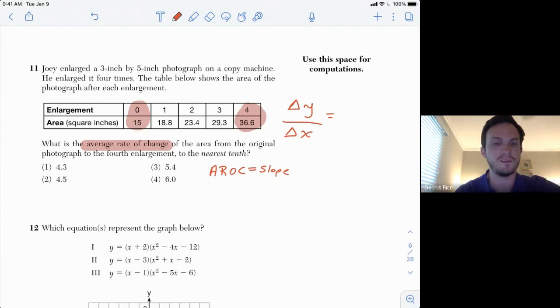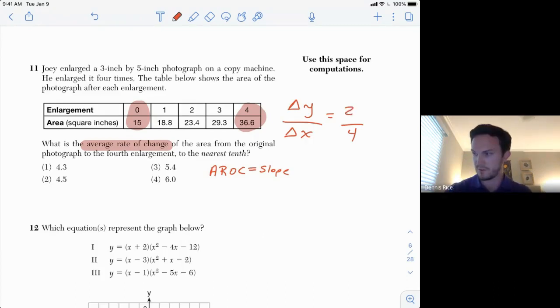Take a second to do that. What's the change in the y values? Change in the x values we should be able to figure out right away. That's just 4. Remember, slope is rise over run. So change in the y values, that's what, 21.6? So 21.6 over 4. Where am I getting 21.6? I'm subtracting the outputs, 36.6 minus 15. 4 is 4 minus 0. Change in y over change in x. You forgot all this. AROC is slope. AROC is slope. And the answer we get is choice 3, 5.4.